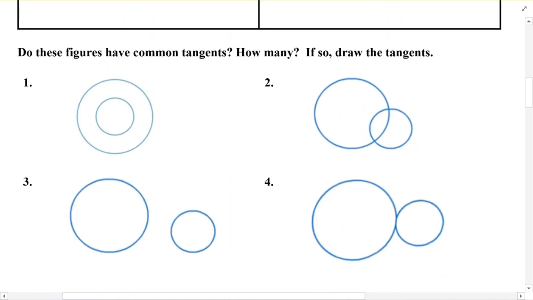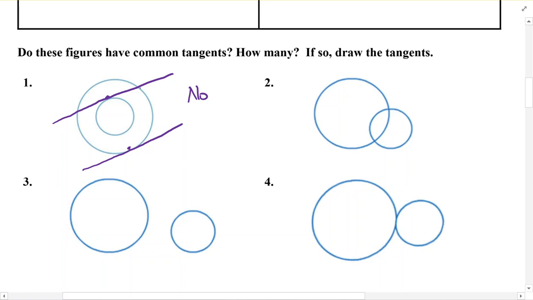So let's look at common tangents. In the first diagram, are there any common tangents? Are there places that we can intersect a circle, like we can intersect this inside circle at one point, but it intersects the outside circle at 2 points? If I intersect the outside circle at exactly 1 point, it will never intersect the concentric circle. So the answer here is no. They have no common tangents.